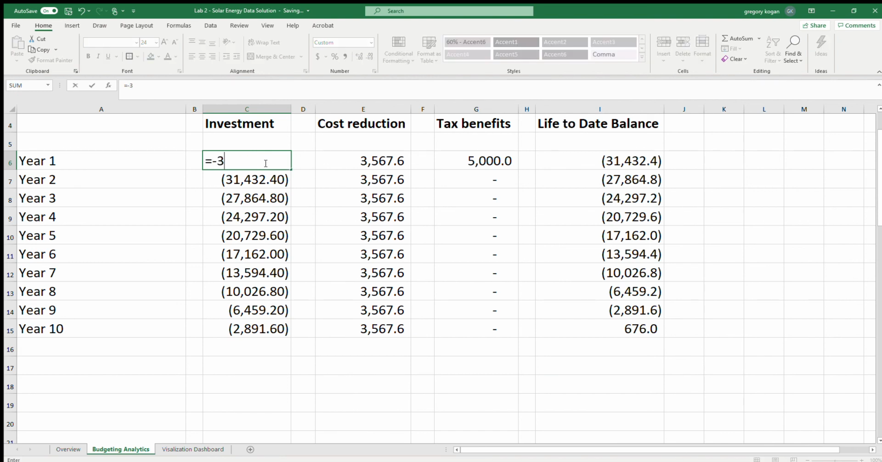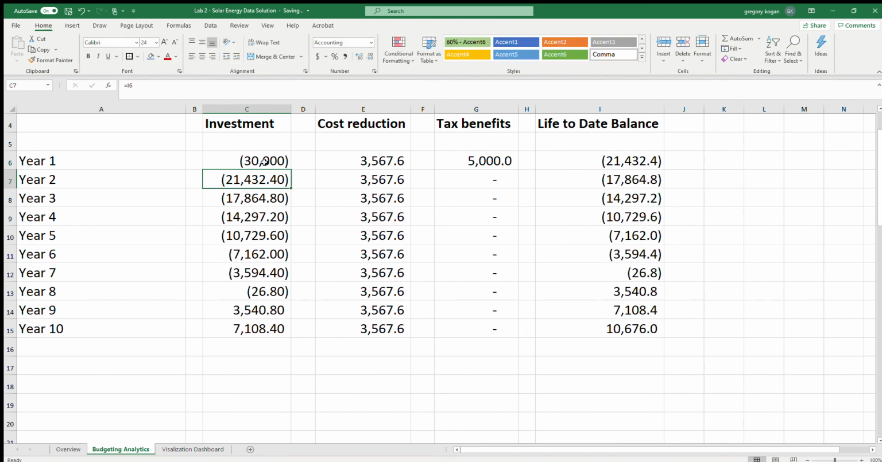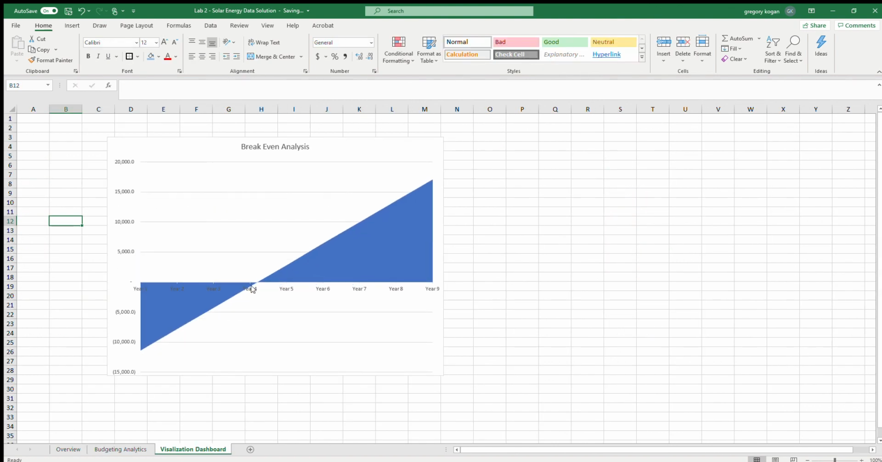But say it was only 30,000 to get this much capacity, or even as the price of that goes down, that's when you could really see that you could make a lot more money much faster in your break-even analysis.